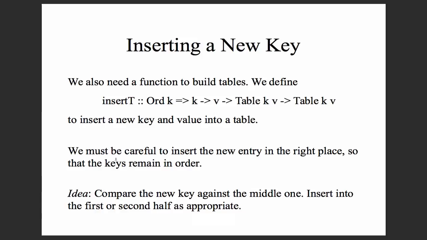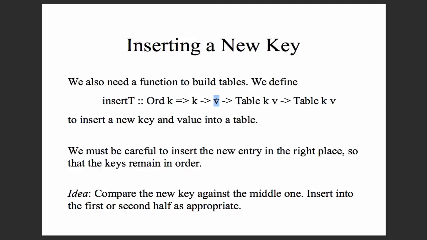So here's the function we want to build. It takes a key and a value. We're not just looking up a key, we're building a new table from the old one, which has an additional key-value pair. So we take a table and we return a new table, which is like the old table, but which has this particular key-value pair inserted into the table.